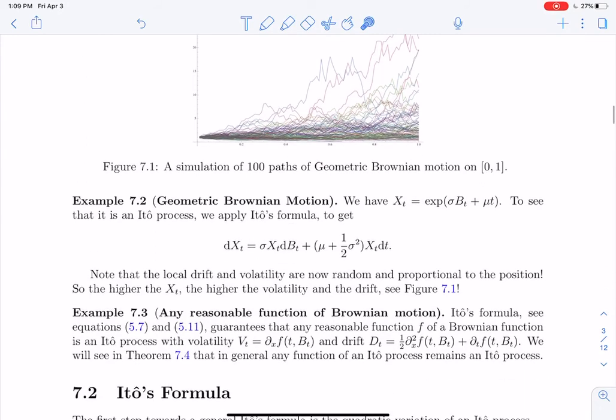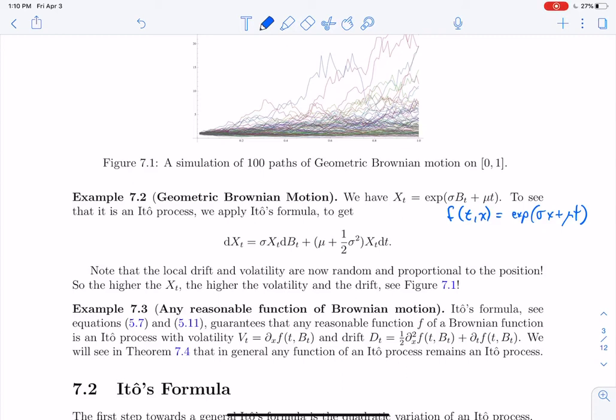Let's look at geometric Brownian motion. Here I just take the exponential of Brownian motion with drift, and that's an Ito process. How do I know that? Well, I apply Ito's formula, and we did that example. If you go back to the chapter, the function of time and space is just the exponential of sigma x plus mu t. You apply Ito's formula, and what you get is that in differential form, dXt is equal to sigma Xt dBt plus mu Xt dt, where sigma and mu are constants.